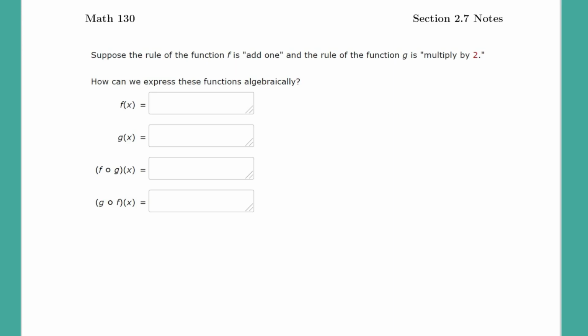Hello class, this is section 2.7. So this is more of combining functions. So let's look at this section.